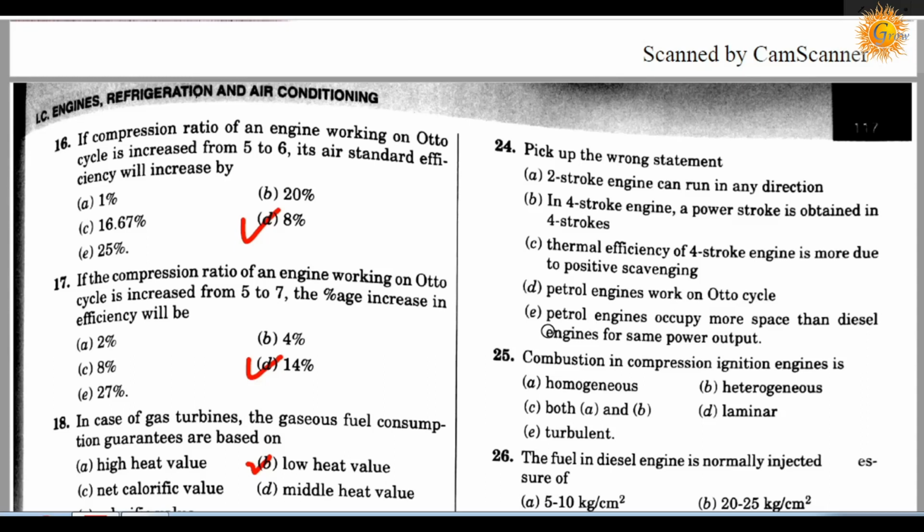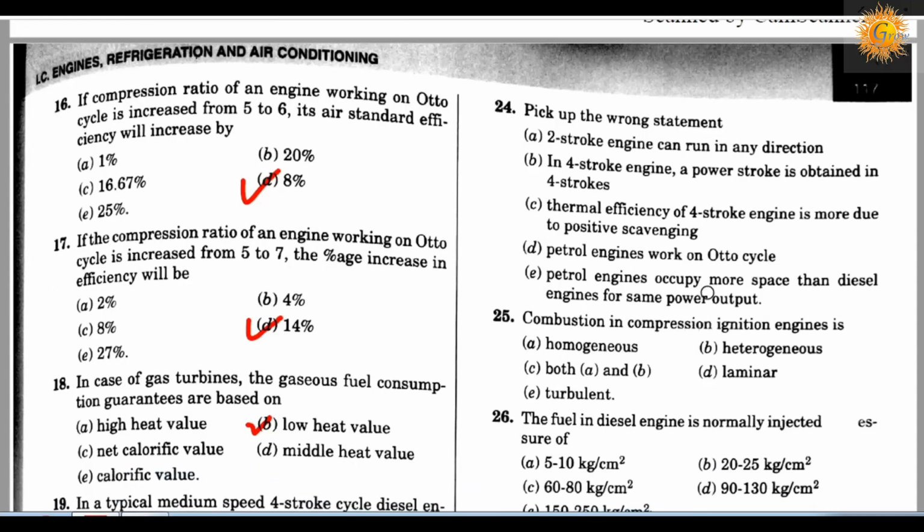Option E: petrol engine occupies more space than diesel engine for the same power output. So the correct answer is E: petrol engine occupies more space than diesel engine for the same power output.